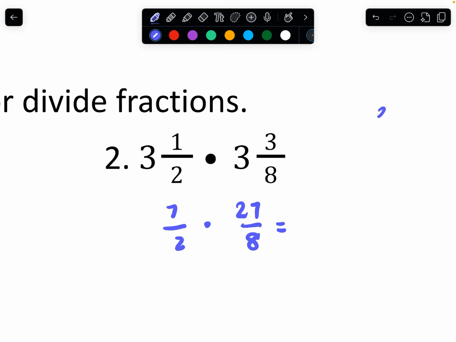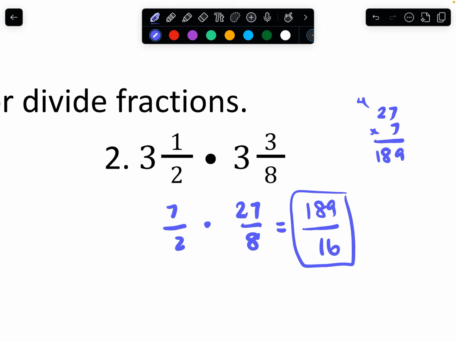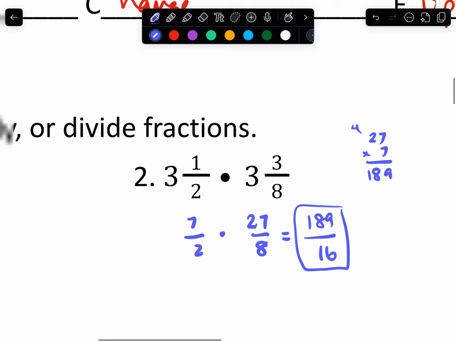7 times 27, let me do this off to the side. You get 189, 7 times 2 is 14, plus 4 is 189 over 2 times 8 is 16. So if you were not able to simplify them first, you will not be able to simplify at the very end.